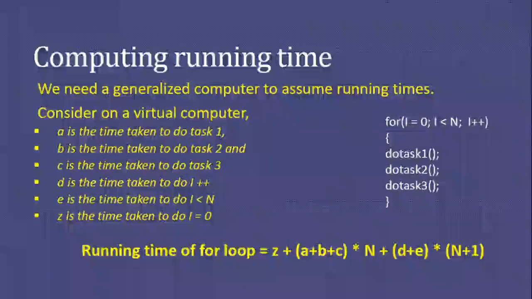So the running time of the for loop can be written as z plus, why z? Because z corresponds to the time taken to do i equals 0, so it is going to get executed only once. Then a, b, c are the running times of task 1, task 2 and task 3, and these tasks will be executed n times. So put together we have a plus b plus c, into n. And the comparison operator i less than n and i++ will be executed n plus 1 times, so we have the factor d plus e into n plus 1.